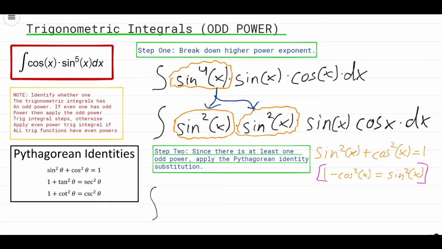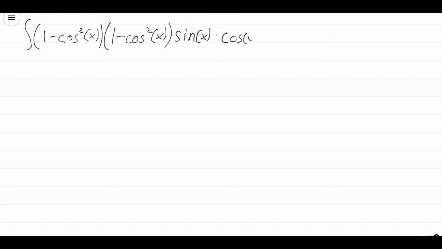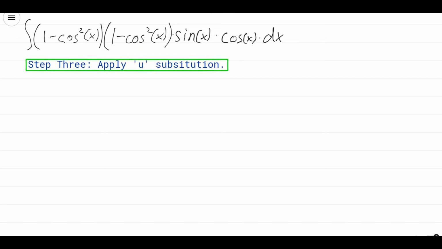So we're going to substitute this in. For sine squared, we're going to substitute 1 minus cosine squared x, and we're going to do it twice since there are two of these terms. And we're left with our sine of x and our cosine of x and our dx. Now we have it with the Pythagorean identity already substituted in, as we see right here. Now we're going to apply the u substitution to integrate this function.